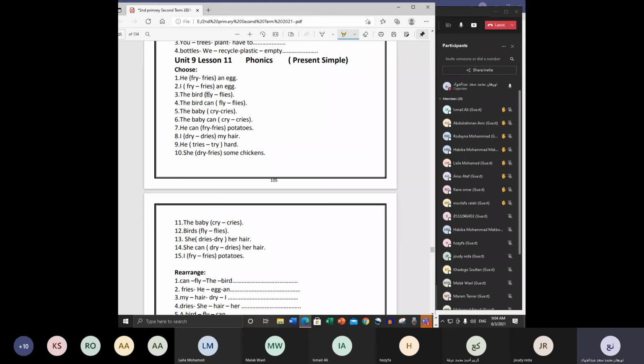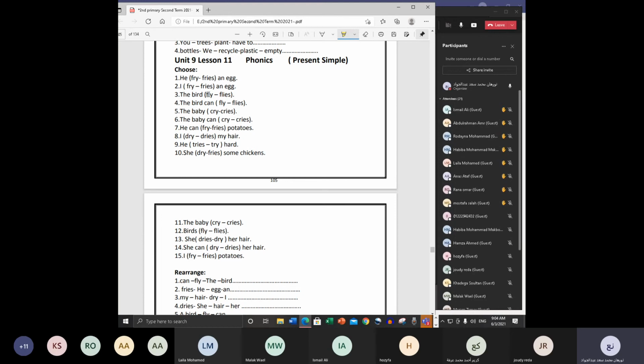I add es to the verbs that end with sh, ch, o, x or double s. For example, the verb watch ends with ch, so I add es to the verb.